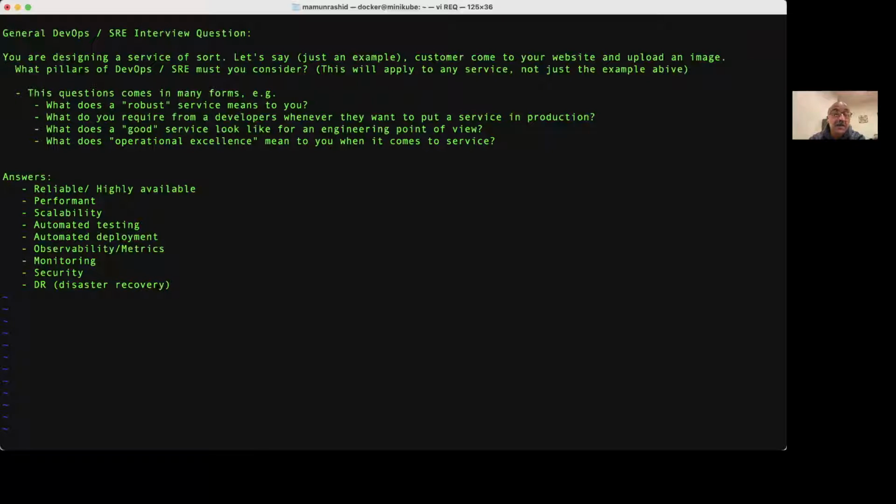So these are the nine or so different components that make a service stable, robust, performant, and whatnot. This question comes from the interviewer in many different forms. Sometimes it's part of a longer question, but as long as you know these nine things, you should be able to answer this question in a confident manner.